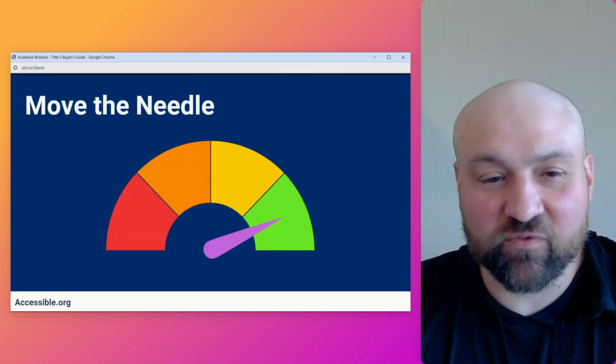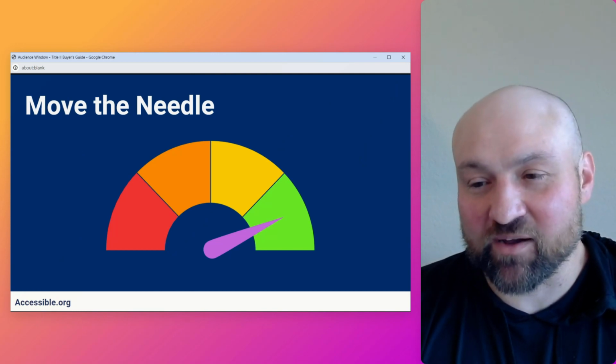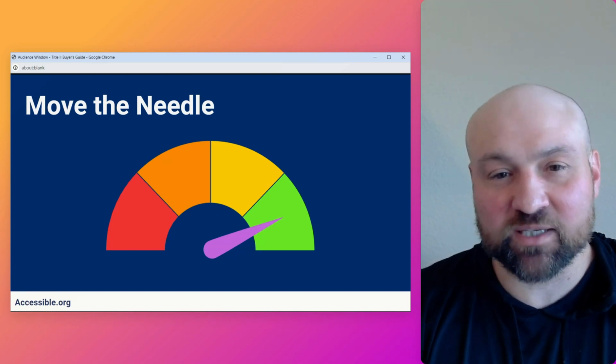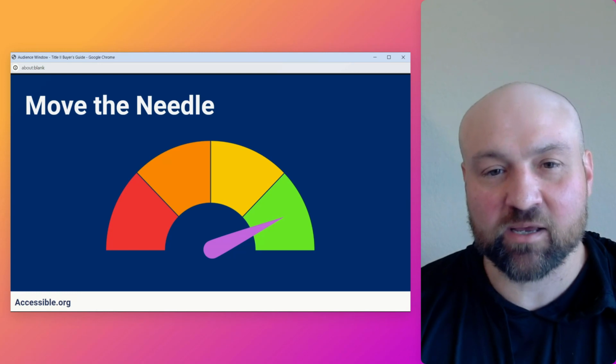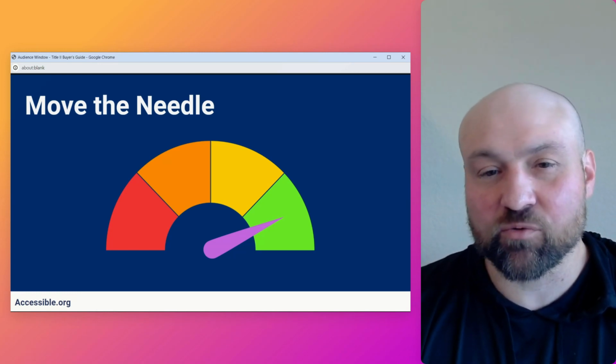So on this next slide, I have move the needle, and we have a progress meter. It starts off with red. We have this orange section, then we have a yellow section and a green section, and the needle is pointing towards the green. And that's what we want to do. We want to get to this other side of the meter where we are at full WCAG 2.1 AA conformance, and we have a number of digital assets and different digital content that we need to make conformant.